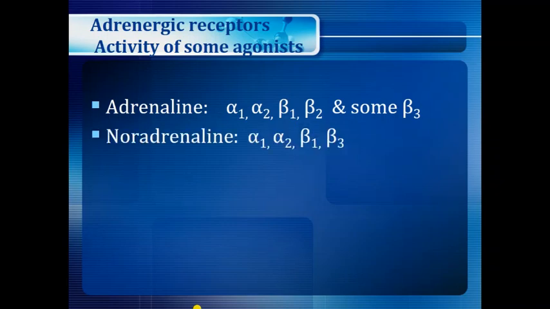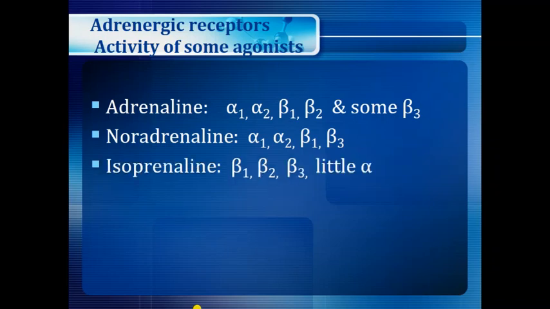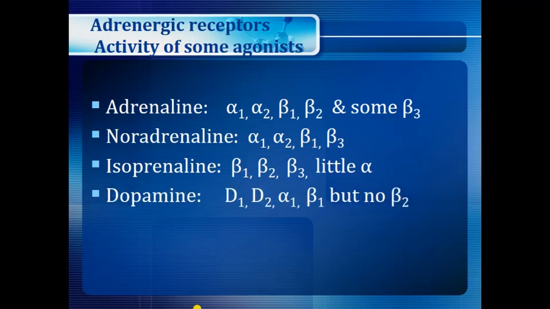Noradrenaline will act on alpha 1 receptor, alpha 2 receptor, beta 1 and beta 3. Noradrenaline does not act on beta 2 receptors. Isoprenaline will act on beta 1, beta 2 and beta 3 receptors only. It does not act or very minimally acts on alpha receptors.